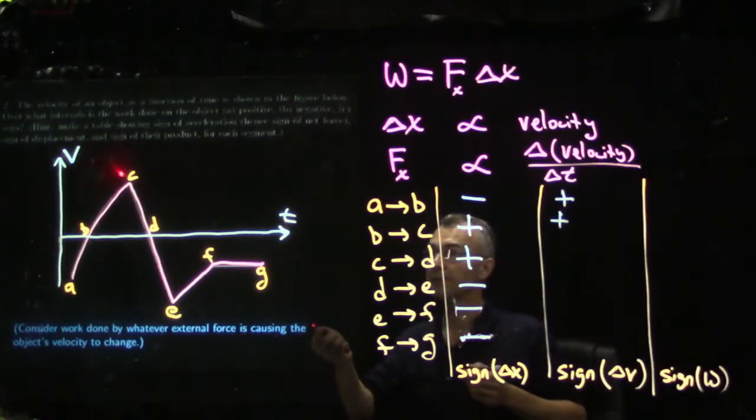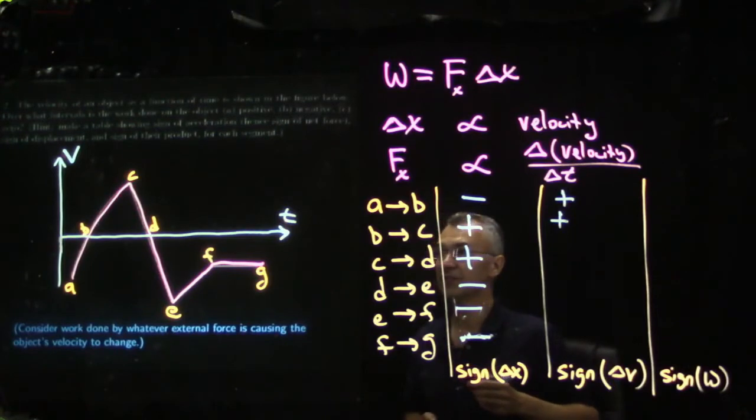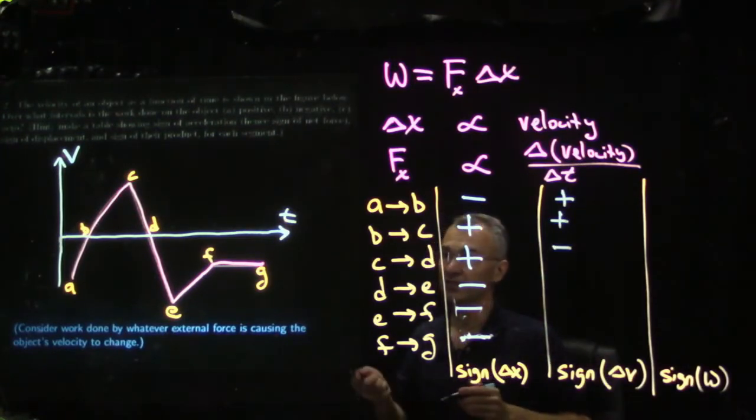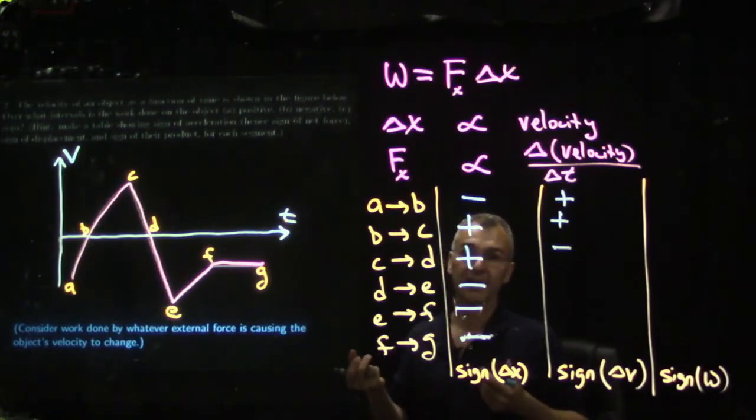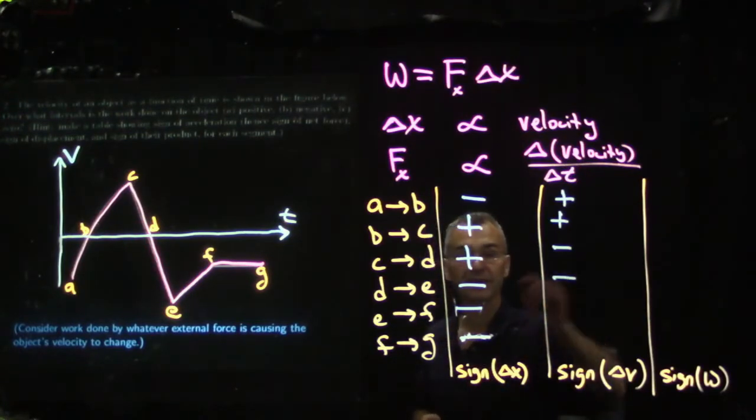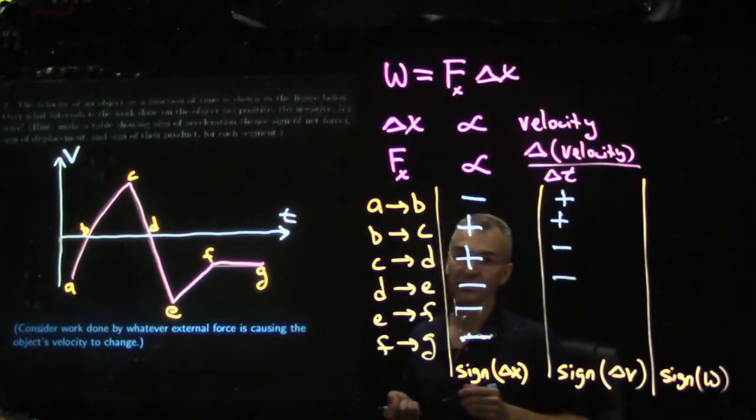From C to D, the velocity decreases. So that's a negative change in velocity, so it's a negative acceleration. So it must be a negative x component of force applied to cause that change. From D to E, the velocity decreases. So that must be a negative change in velocity, a negative acceleration, a negative x component of force.